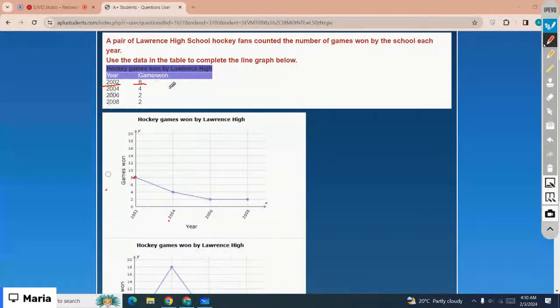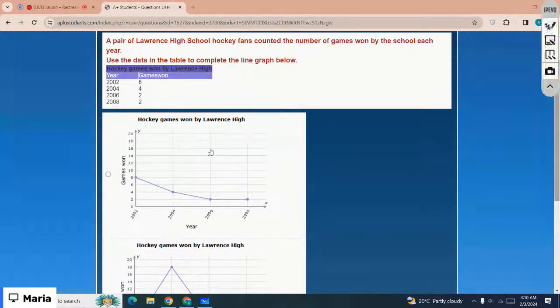Then you have 2006 and 2. Here is 2006 and just look at this point, the point matches with the 2. Then in 2008, that is 2 and this point matches with the 2. So the correct option is option number 1. Got it? Option number 1 is the correct option.